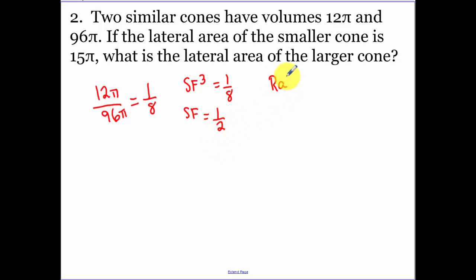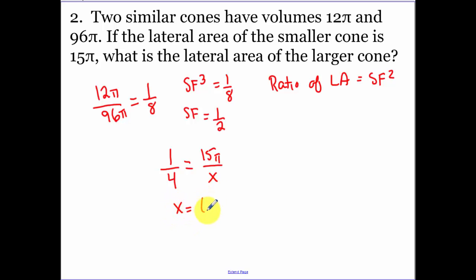So the ratio of the lateral areas is the scale factor squared. So I square the scale factor, it is 1/4. That equals the lateral area of the smaller cone, 15 pi, over the lateral area of the larger one, which I need to find. When I cross multiply, I get 60 pi. Now look and see, I don't have any units, so I don't need to worry about units.